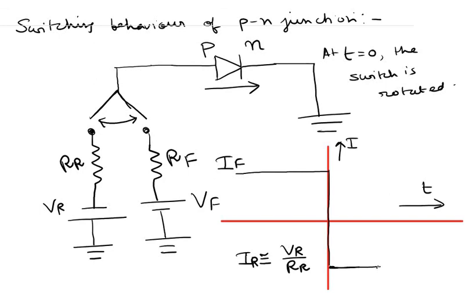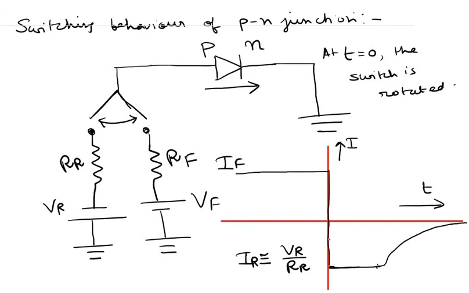So this current basically remains almost constant at the value IR, given by approximately VR divided by RR, as long as the excess minority carriers are stored at the junction. As this excess minority carrier concentration gradually decays towards 0, this current starts to reduce, and it gradually goes to approximately 0 when all the minority carriers near the junction have been depleted.